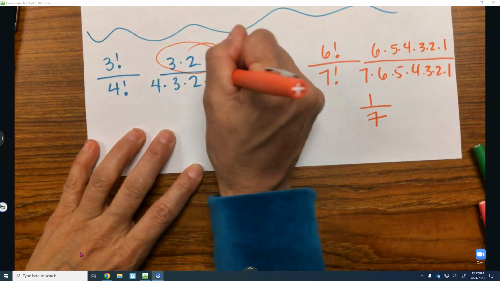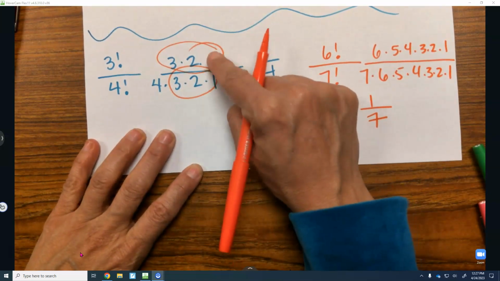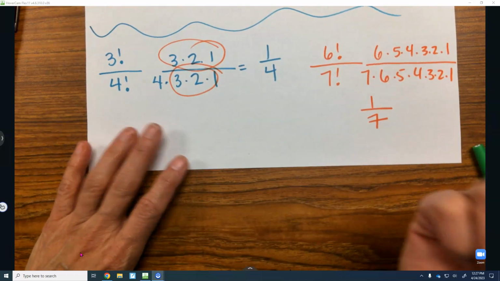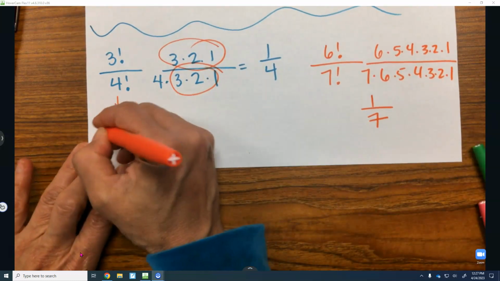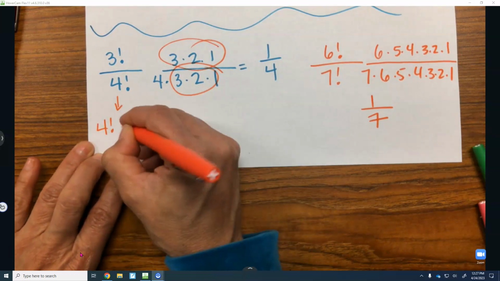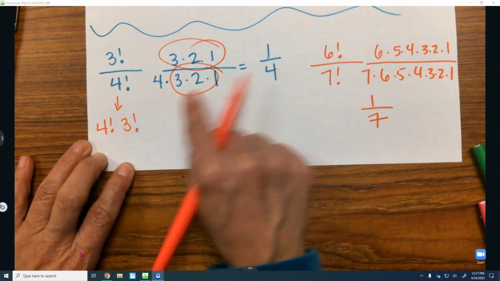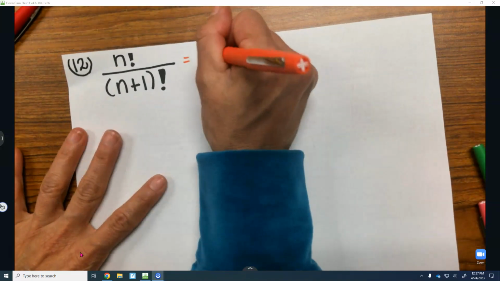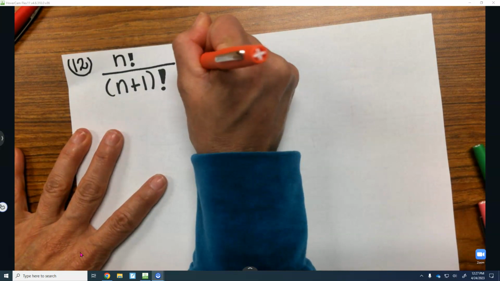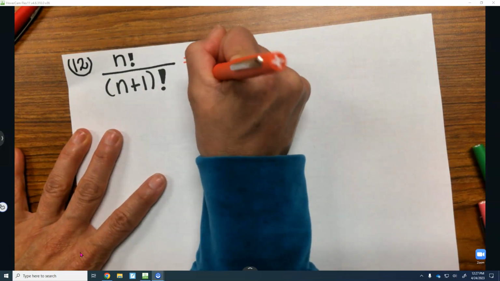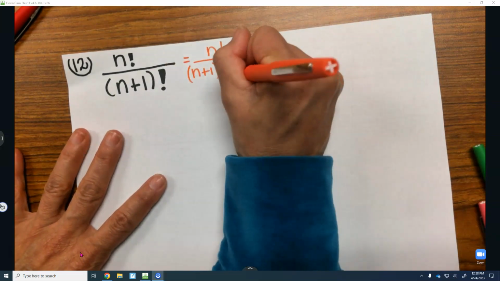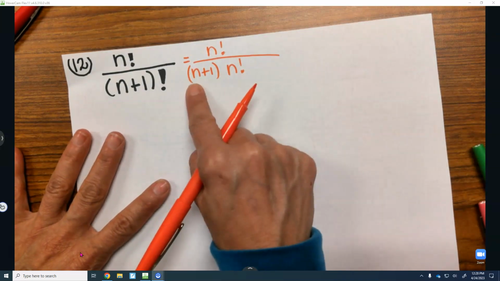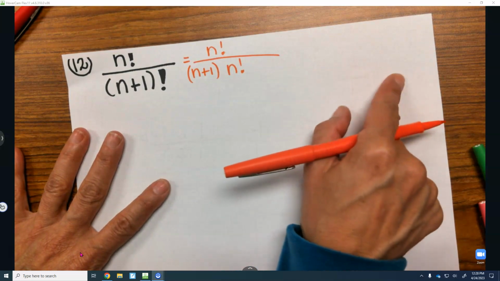Do you guys agree that these 2 are congruent? Are those congruent? 3 times 2 times 1, 3 times 2 times 1. So this 4 has a 3 factorial hiding out in it. That's what that is. So this right here, I can rewrite this because it always has that. This is 7 times 6 times 5 times 4 times 3 times 2 times 1.